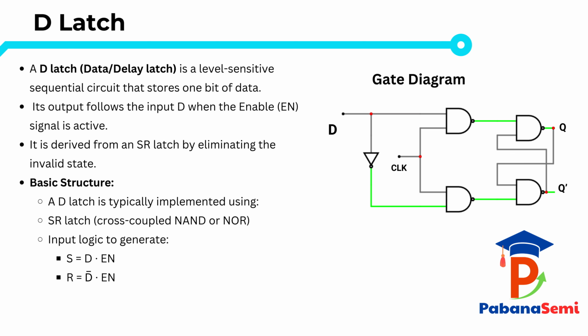When EN is high, if D is 1, S becomes 1 and the latch sets, so Q becomes 1. If D is 0, R becomes 1 and the latch resets, so Q becomes 0. When EN is low, both S and R become 0, and the latch simply holds the previous value. So remember the two key rules. EN equals 1, Q follows D. EN equals 0, Q holds the previous value. That is the fundamental behavior of a D latch.